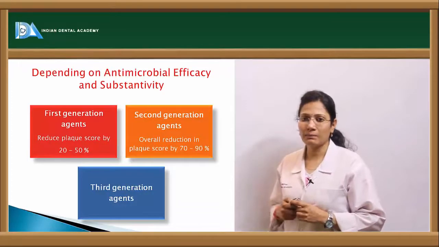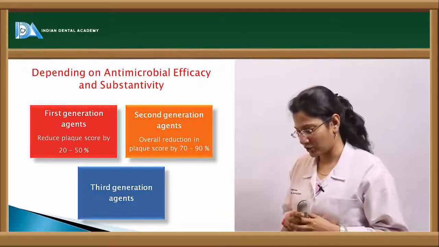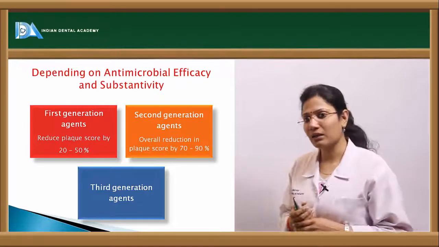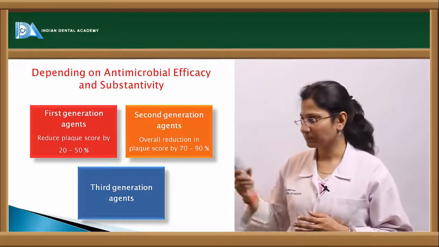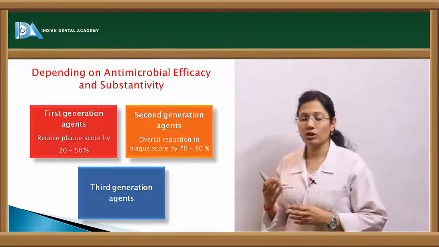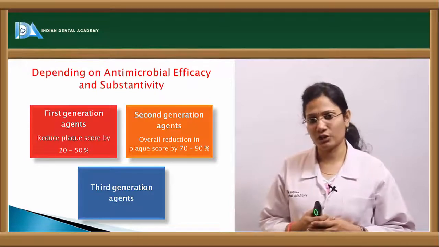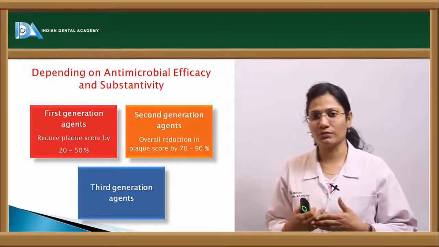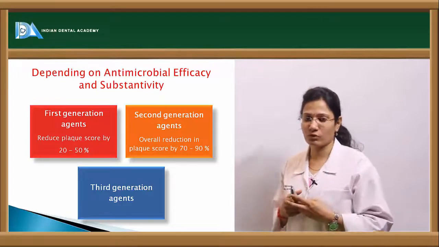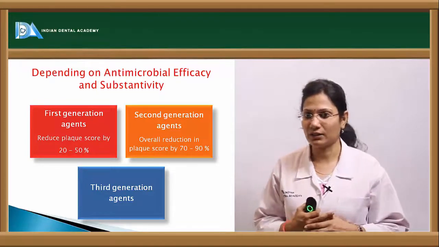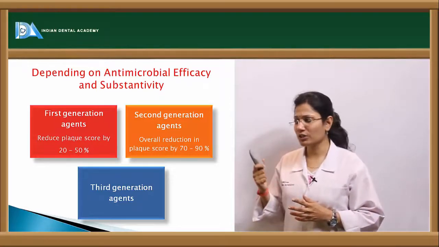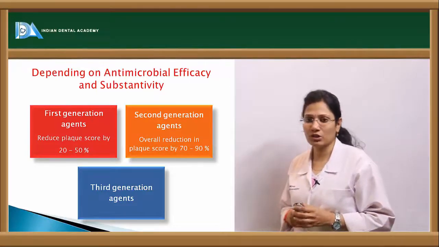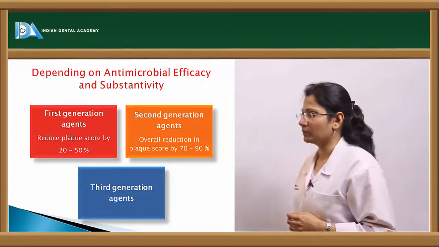You can classify anti-plaque agents into first generation, second generation and third generation agents. First generation agents have the capacity to reduce plaque to about 20 to 50%, and they lack substantivity. An example would be sanguinarine. Second generation agents include chlorhexidine or the bisbiguanides, which have a good substantivity of about 12 hours, meaning they can stay attached to the tooth surface and the tissue surface for a period of 12 hours. So just twice daily use of chlorhexidine would be sufficient to produce all its effects. The second generation agents also reduce the plaque score to about 70 to 80% or even 90%. Coming to the third generation agents, an example would be delmopinol.